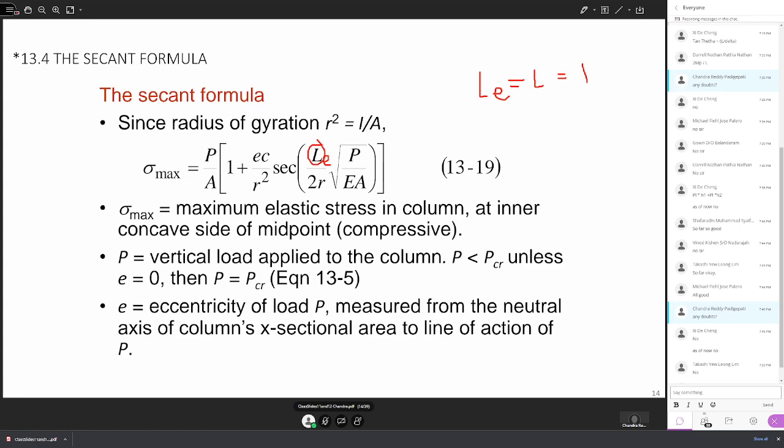All right, so this is the secant formula which will be used to calculate the maximum stress acting on the cross section when the load P is applied at an eccentricity of E. Guys, can you tell from this formula how many unknowns are there?